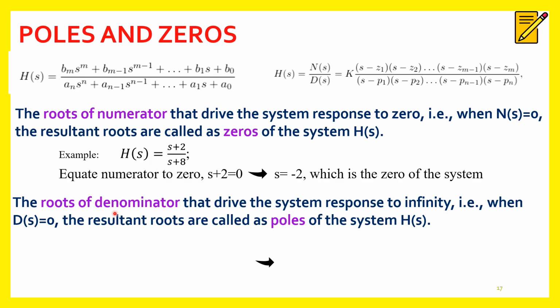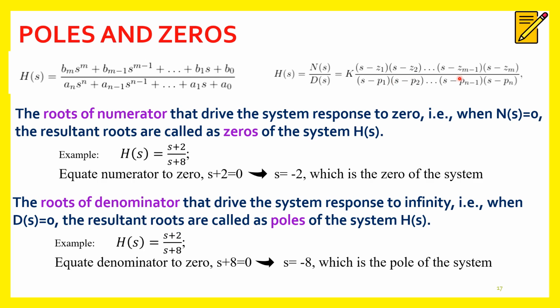So the roots of the denominator drive the system response to infinity. When the denominator is equated to 0, for example, in the above case, s plus 8 equated to 0, it will become s is equal to minus 8. And when we substitute s as minus 8, the system response will become infinity, and hence it is called a pole of the system.